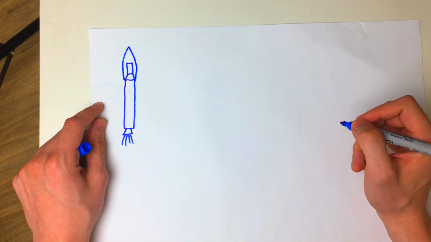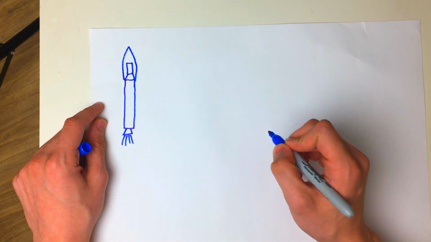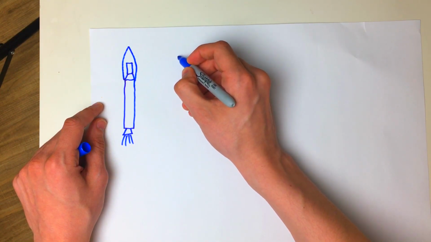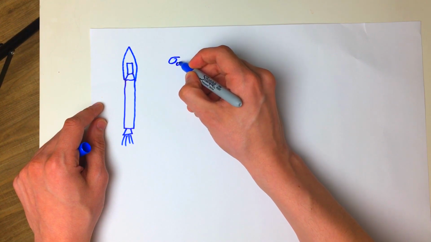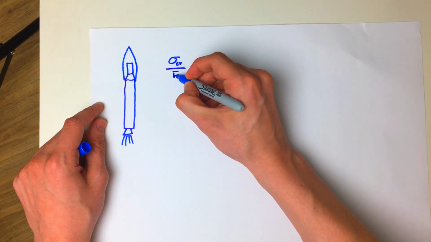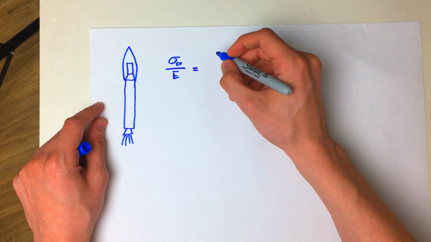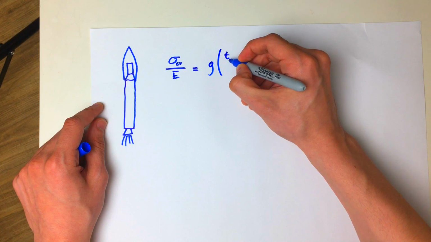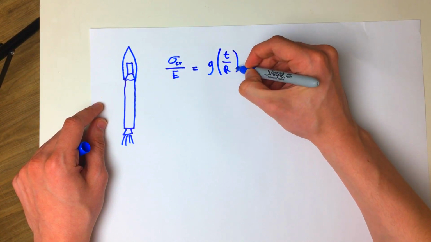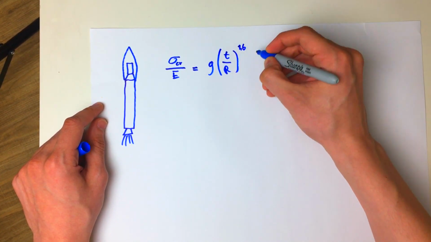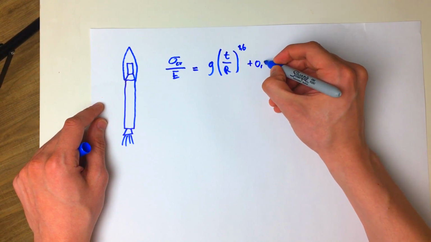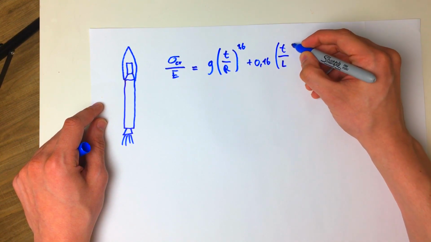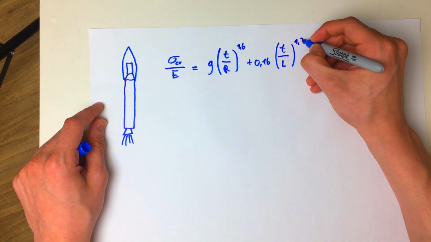To do that, we have to look up formulas, and there is a formula to calculate this. Basically, it gives you the critical buckling stress over the E modulus. And that is equal to, alright, this is going to be a little ugly, but this is what the formula looks like. T over R to the power of 1.6 plus 0.16 T over L to the power of 1.3.